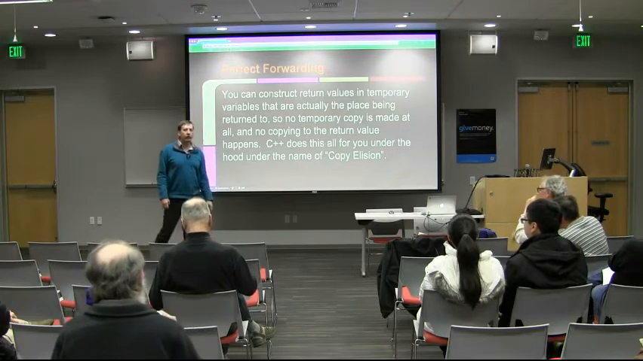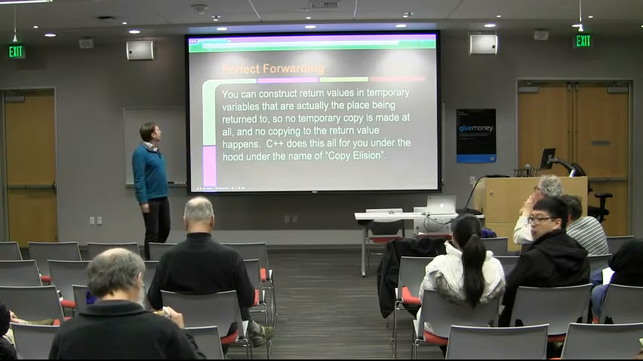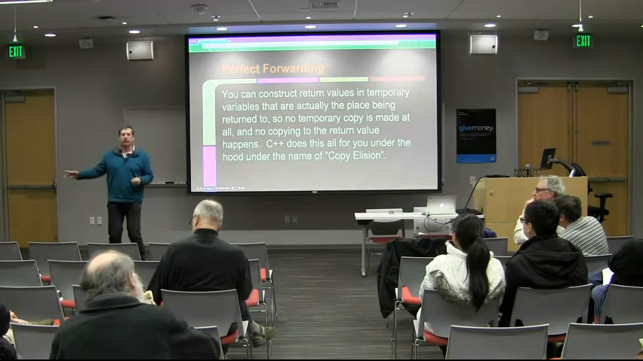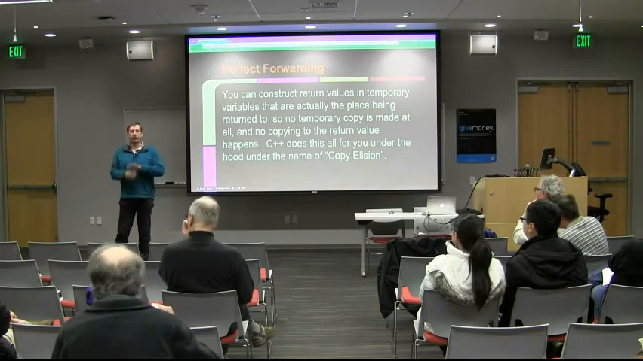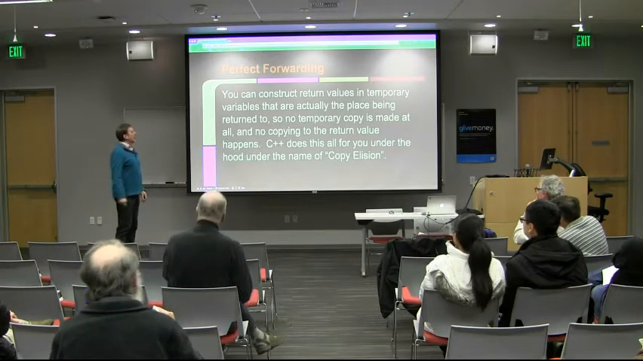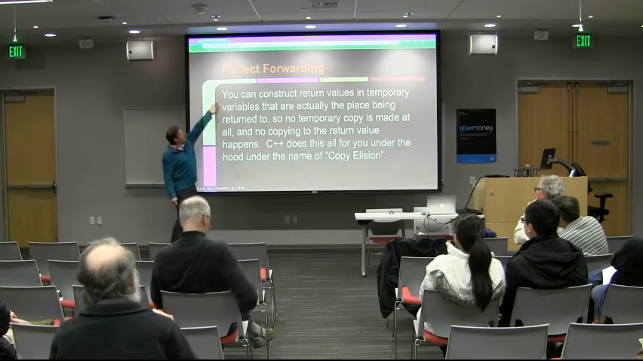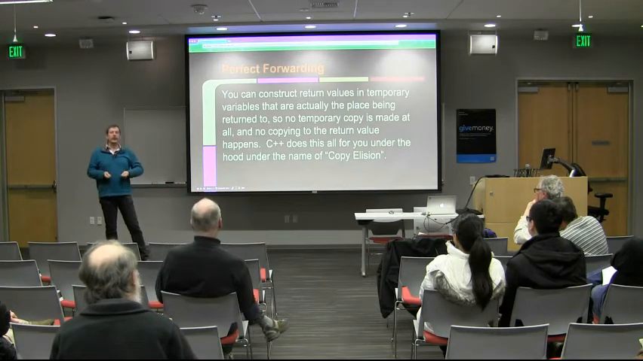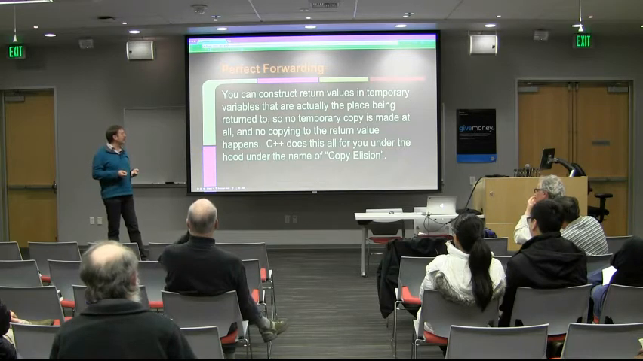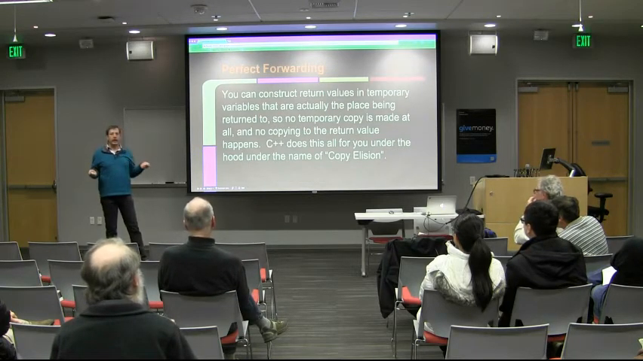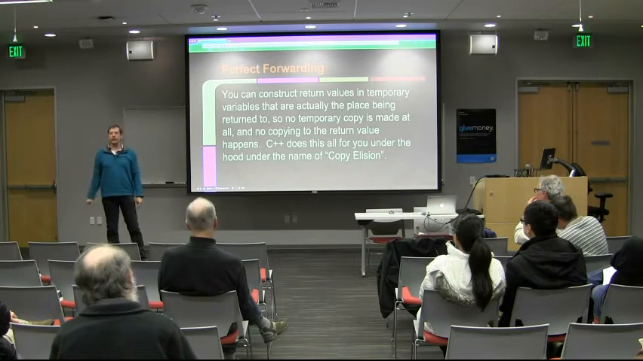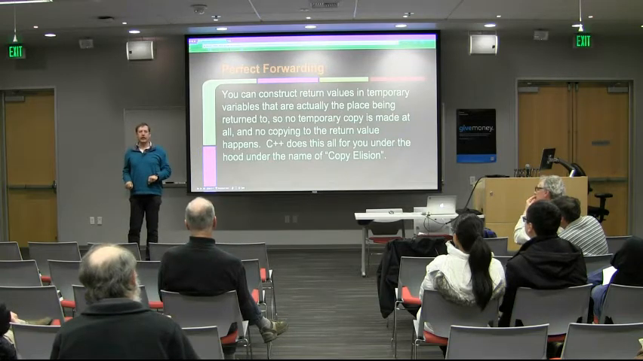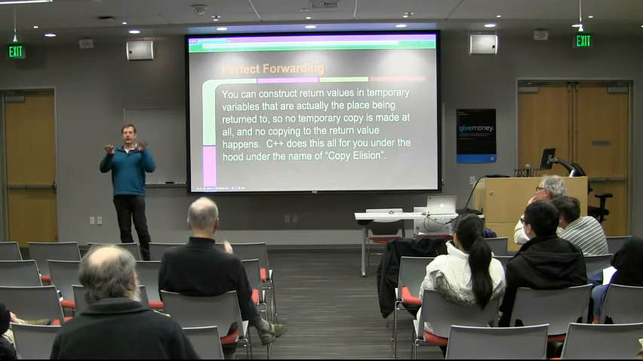OK, any more questions? All right, so what I've just described is perfect forwarding. You take something from one layer and just keep passing it around without having to copy it so it gets to exactly where it needs to be. So the way perfect forwarding works is you can construct return values in temporary variables that are actually the place that's being returned. So there's no temporary copy that has to be made. And there's no copying to the return value because it's already built in the place it's going to be equal to. So if you imagine variable equals function call, the function call returns something. Instead of making it temporary, they just write it straight into the variable from the function call itself.